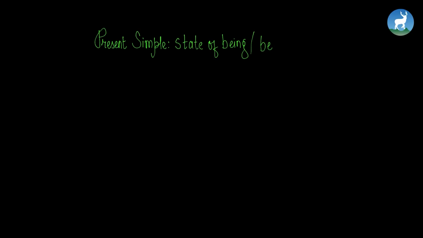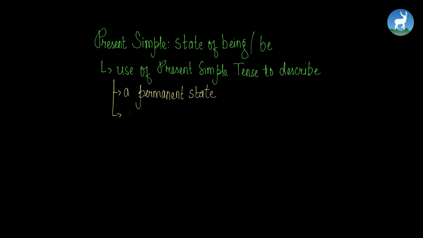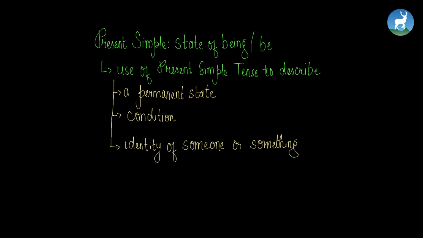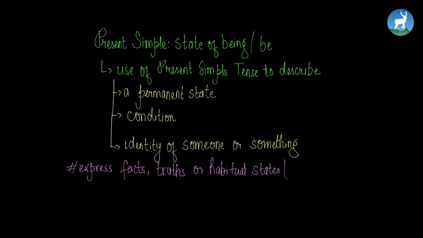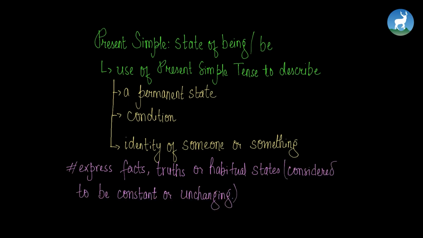So students, for the grammar portion of this unit, we will learn about present simple state of being, or simply be. So what is it? The present simple state of being refers to the use of present simple tense to describe a permanent state, condition, or also the identity of someone or something. This tense is used to express facts, truths, or habitual states, and all of these are considered to be constant or unchanging.